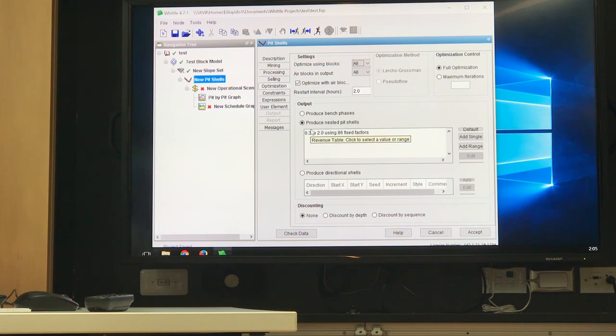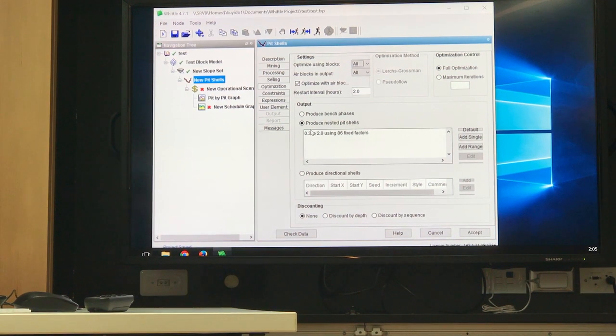0.3 times 1,000 is going to be $300. So the first thing it's going to do is use the Lerchs-Grossmann algorithm to create a pit shell with the price of $300. Obviously it's going to be a smaller pit shell, but then it's going to change it to a bigger number than 0.3, either 0.4 or 0.35, depending on the number of factors that you've selected. It's going to generate 86 pit shells for you with different coefficients.